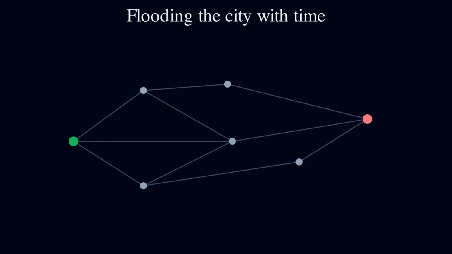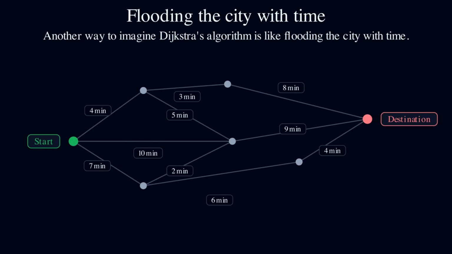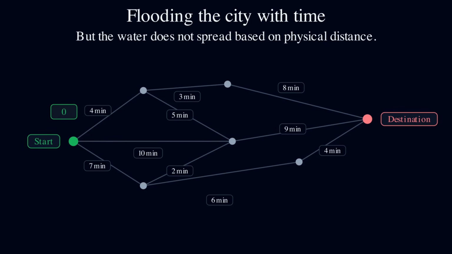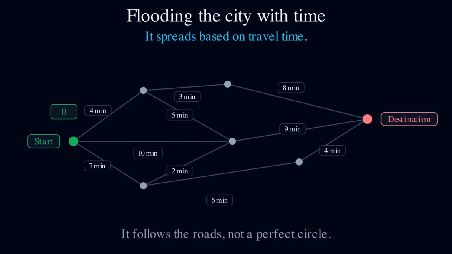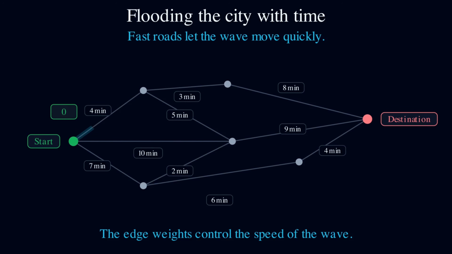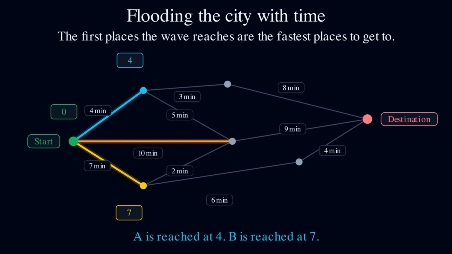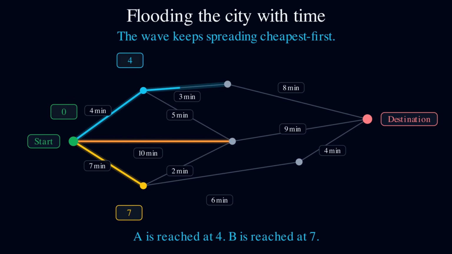Another way that you can imagine Dijkstra's algorithm is flooding the city with time. Imagine you pour water at the starting point, but the water does not spread based on physical distance. It spreads based on time. Fast roads let the waves move quickly, while slow roads delay the wave. The first places the waves reach are the fastest places to get to, and then, when the wave finally reaches its destination, the path it took is the fastest route.